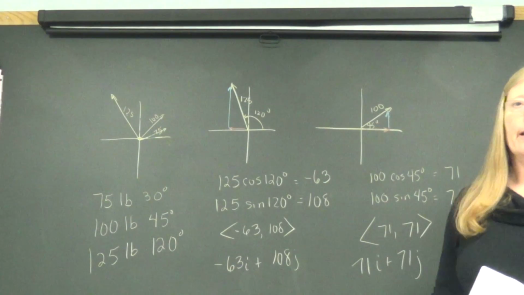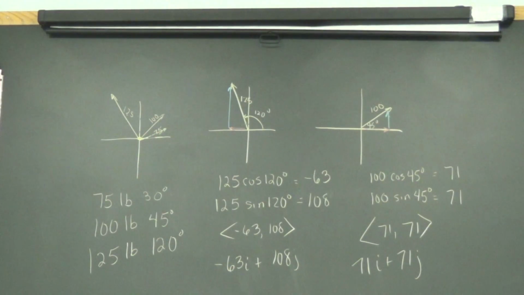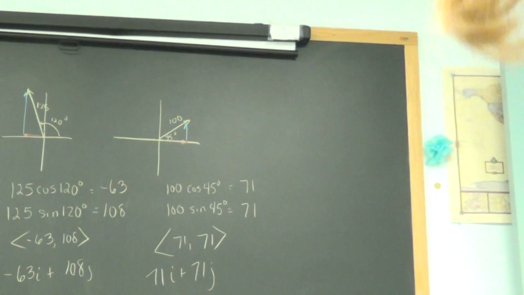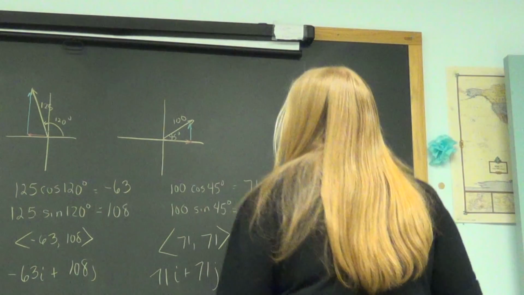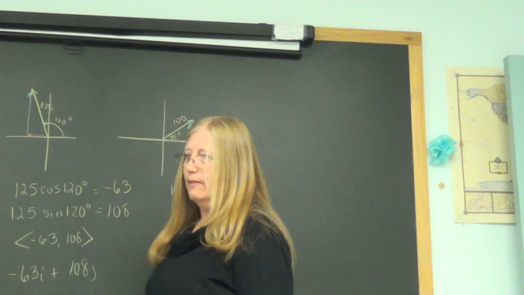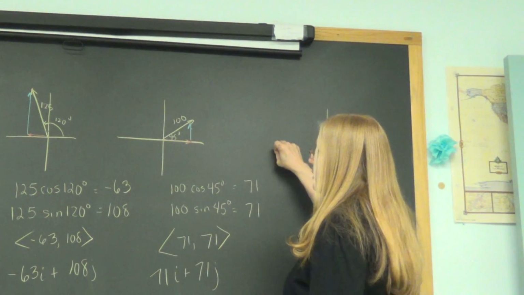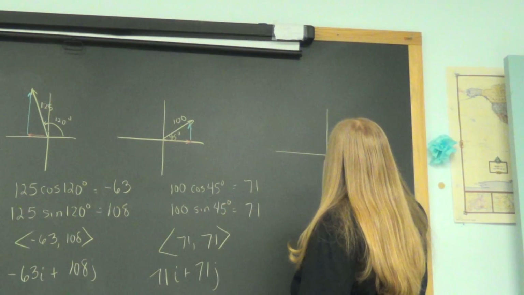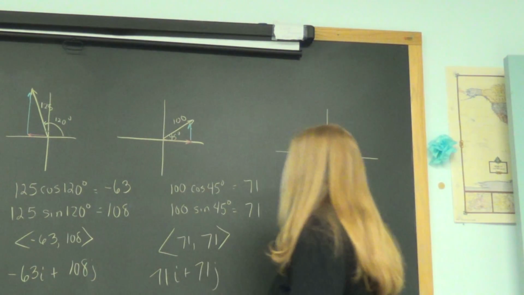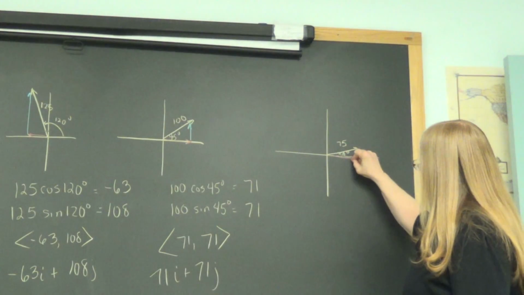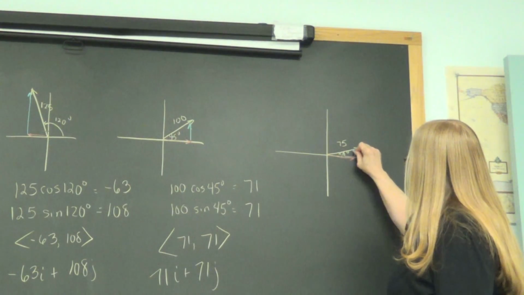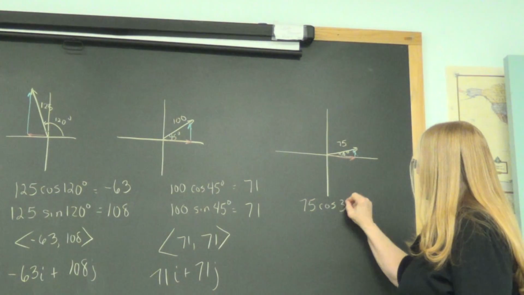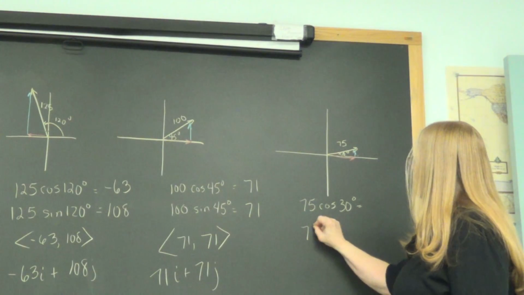All right, the third one I think will go off the screen, so let me move the camera a bit. The third one is 75 pounds, which is off the screen, but looking at your notes, 75 pounds at 30 degrees. So I have the x component and the y component: 75 cosine 30 and 75 sine 30.